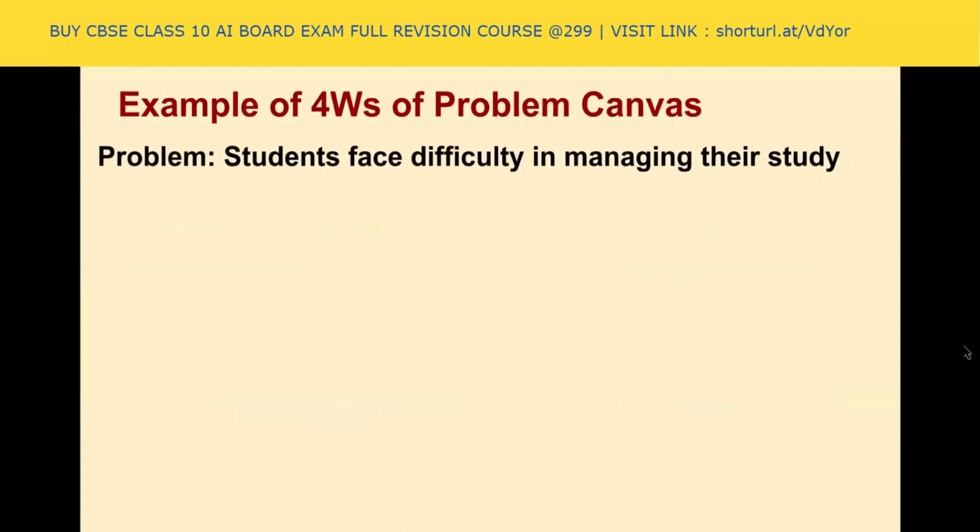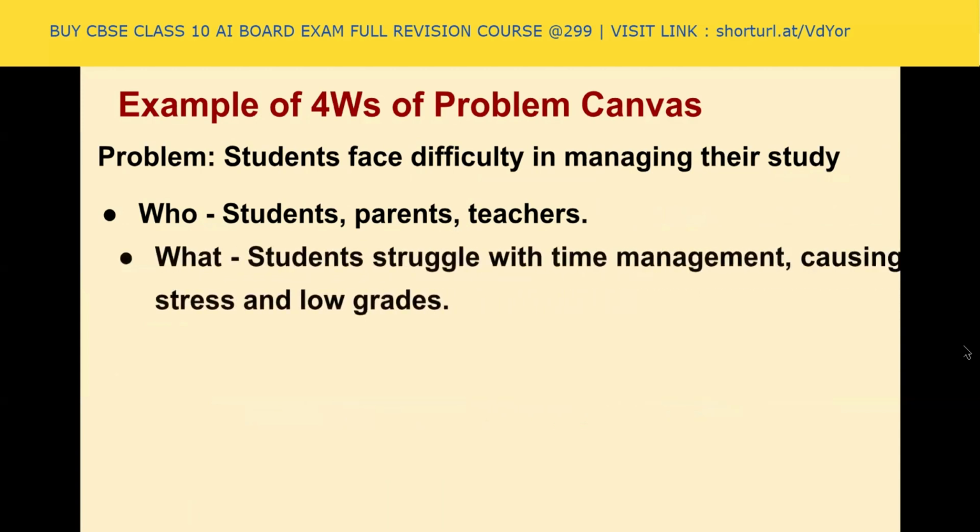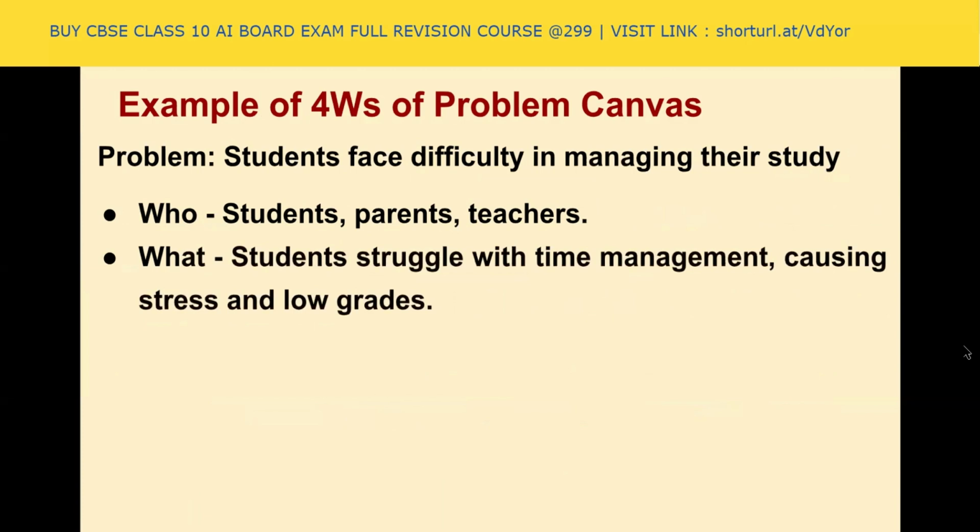An example is students facing difficulty in managing their study. Nowadays there is a huge amount of studies, so there is an issue of managing those things. Now, who are the people interested in this? Obviously, students, but their parents and teachers are also involved. Now, what is the problem? Difficulty in managing is a vague statement. You need to be very specific.